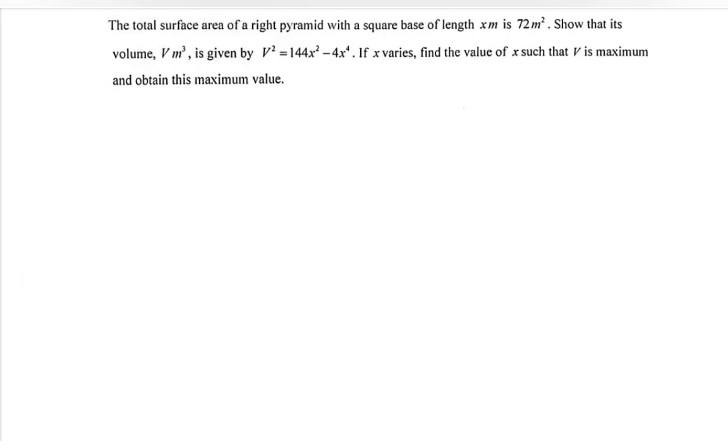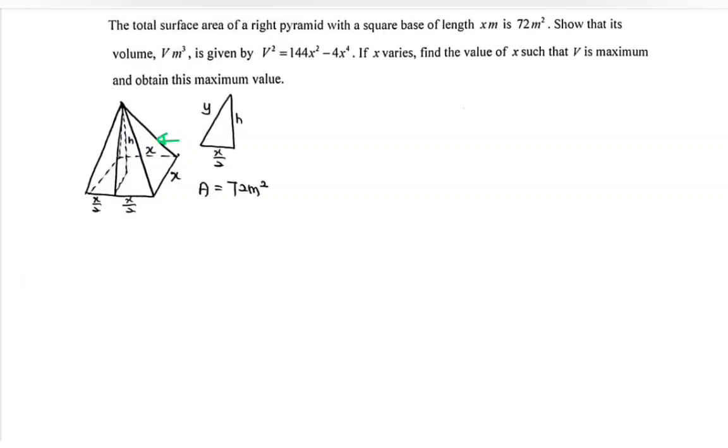So refer to the diagram. Here we have the pyramid with the square base, so we have x multiplied by x. If we separate it into 2, we will have x over 2, x over 2. Based on the situation given, looking from the side we have a right angle triangle.